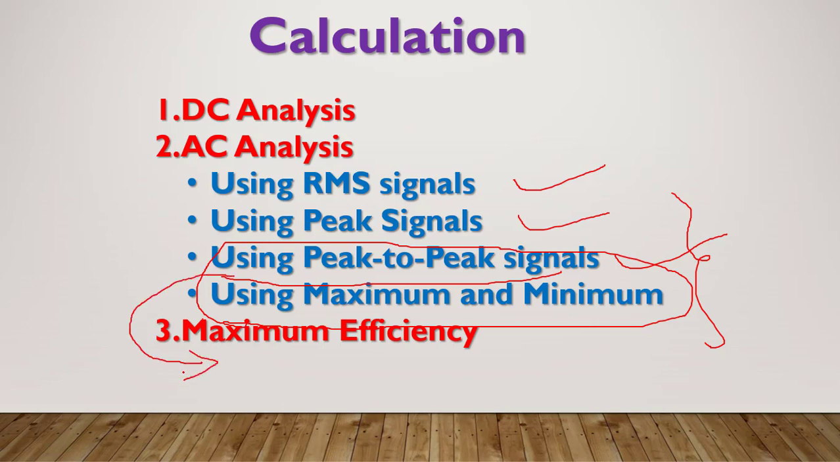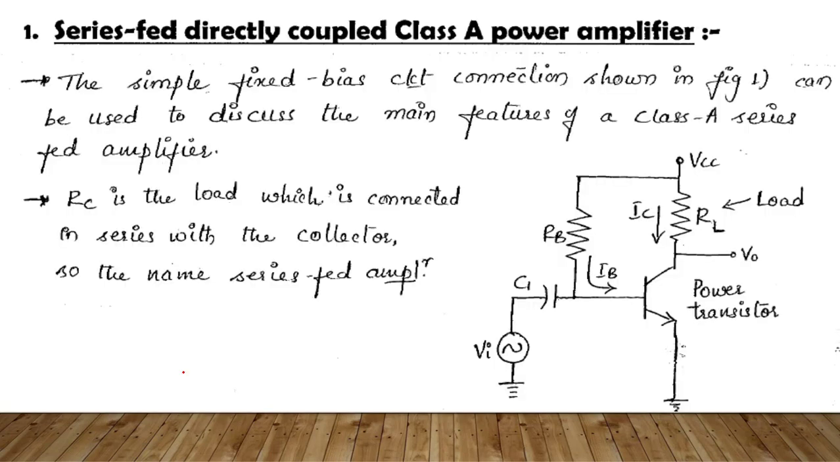This is all about the calculation. Actually very easy calculation, nothing new here. You have to apply KVL and some voltage and current Ohm's law relations. Now we will take one simple diagram. In the class A amplifier there are two types: one using a transformer, one without a transformer. That we call the series fed directly coupled class A amplifier.